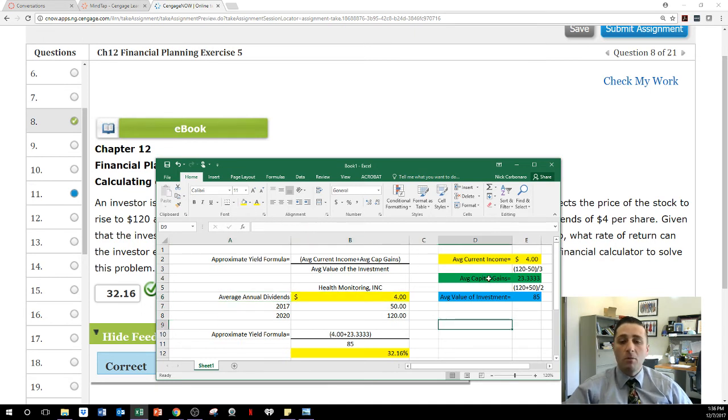The average capital gains we divide by finding out what the 120 minus the 50 divided by 3. 120 minus 50 divided by 3 years in between gets us that number. The average value of the investment, we have our value as being these 2 numbers, 50 and 120, and we add those 2 together, and then we just divide by 2 because it's the sum of the total. Add those all up, you put them in the formula right here, you divide it out, and you get your answer.